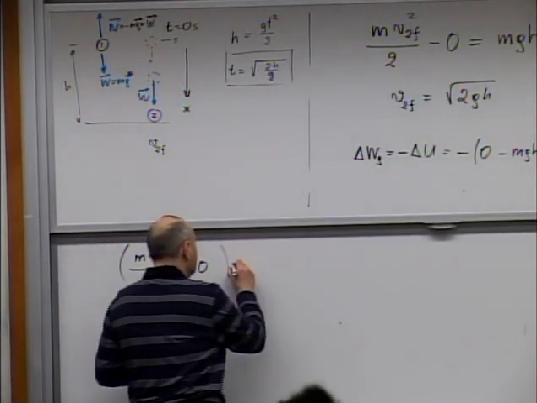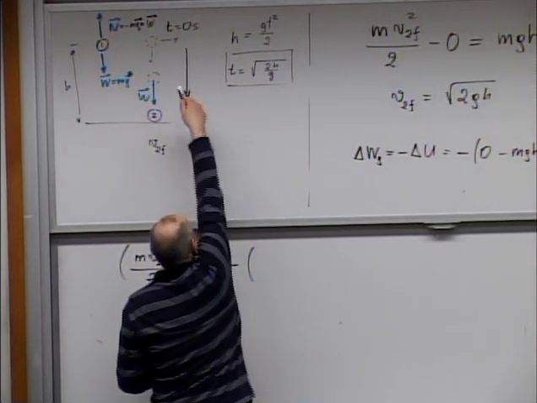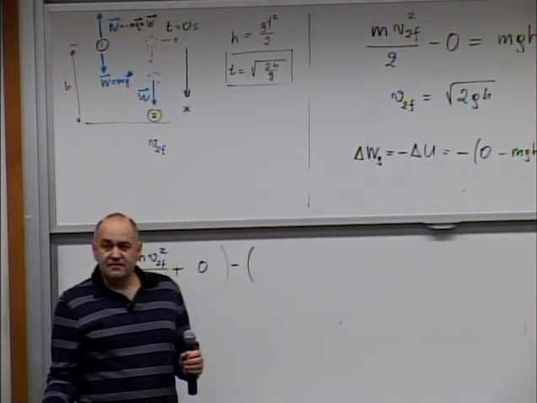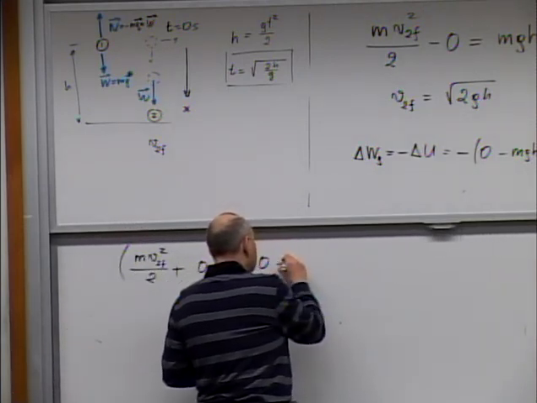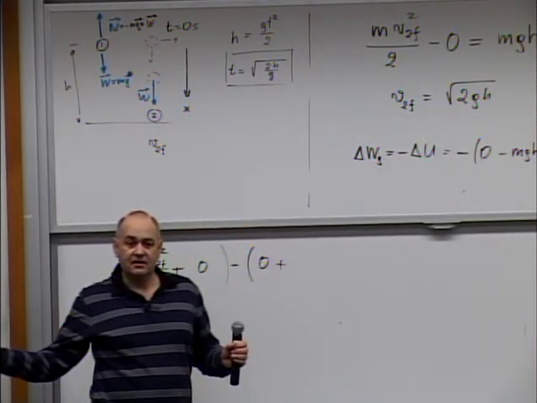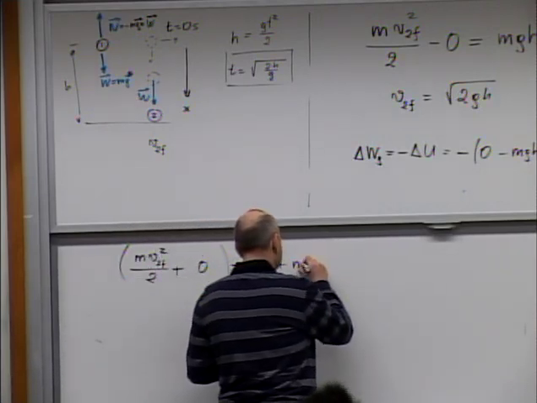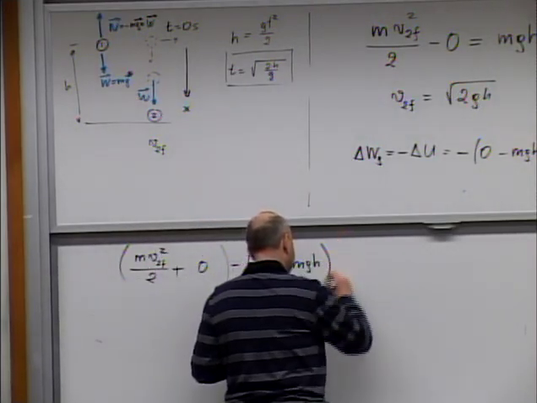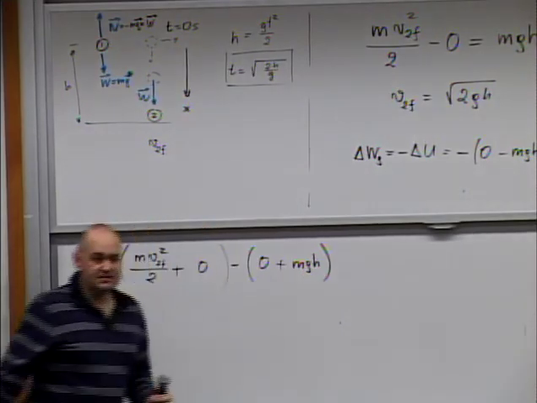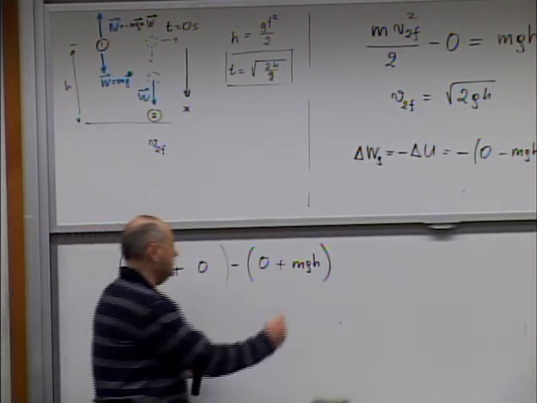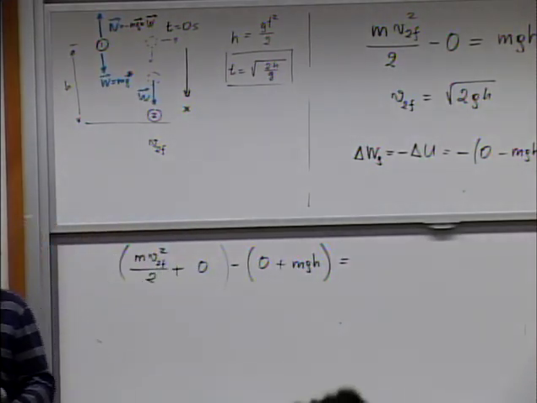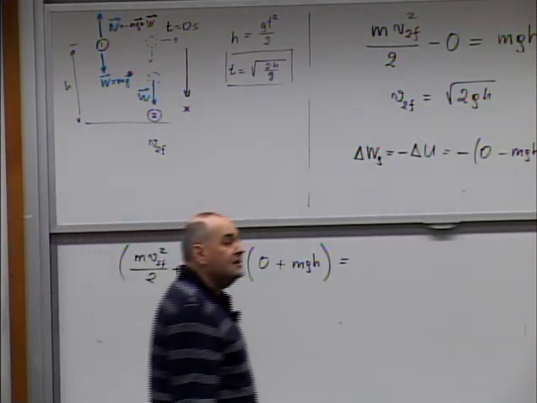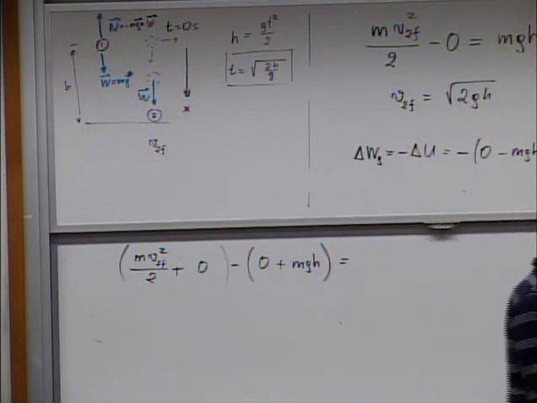Now I have to subtract the mechanical energy over there. Kinetic energy over there was 0. Potential energy over there was mgh. This is the change in mechanical energy. It is supposed to be equal to the work due to all interactions which we have not included in the potential energy.